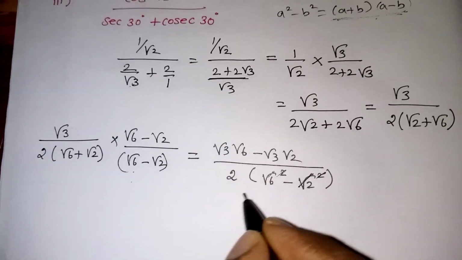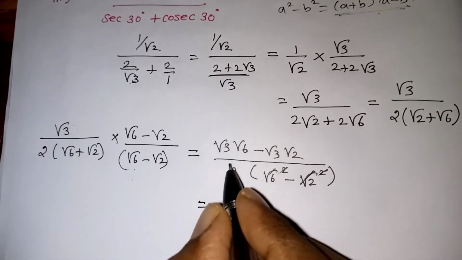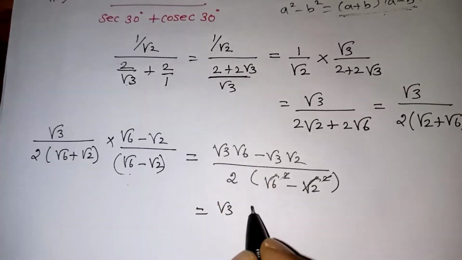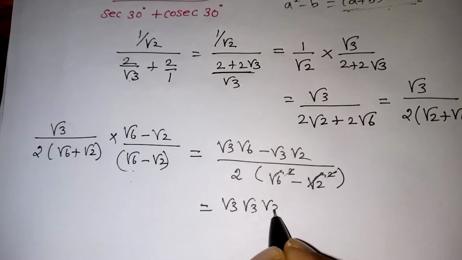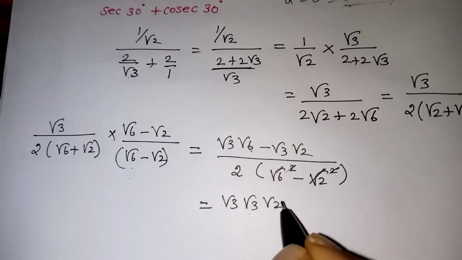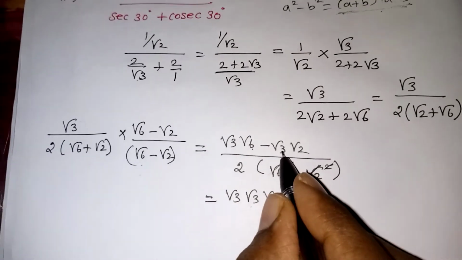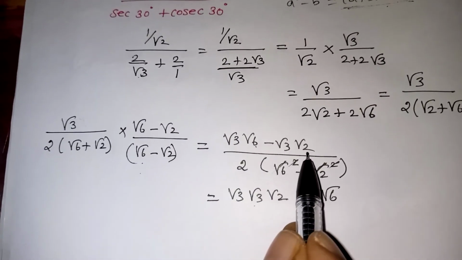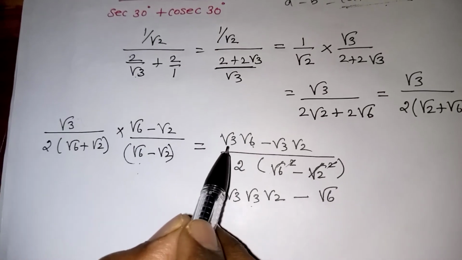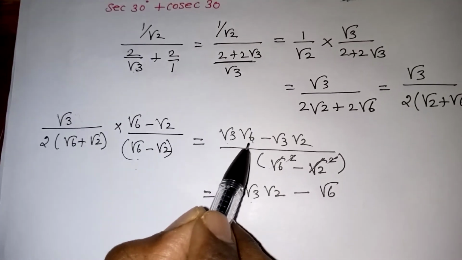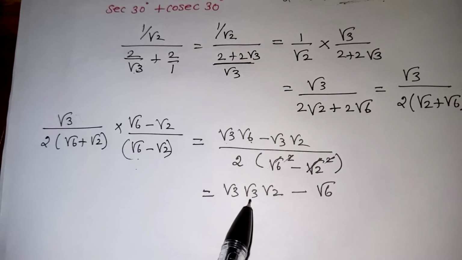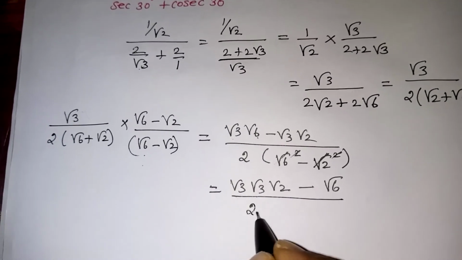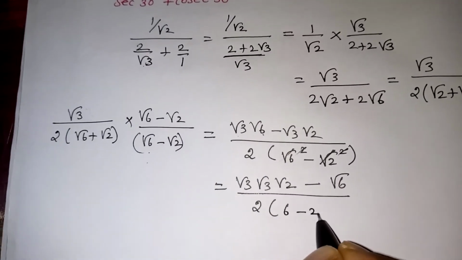Now the remaining terms. Here in the numerator we have root 3, root 6, which can be written as root 3 into root 2, because 6 can be split into 3 twos, minus root 3 into root 2, which can be written as root 6. Why I am splitting this: here we have one root 3 already outside. Since we are separating this term, root 3 into root 3 will give you 3. That's why we have taken it outside. Divided by 2 into 6 minus 2 we are getting.